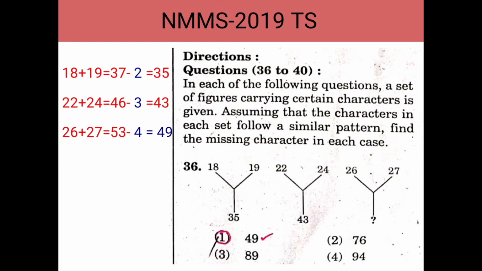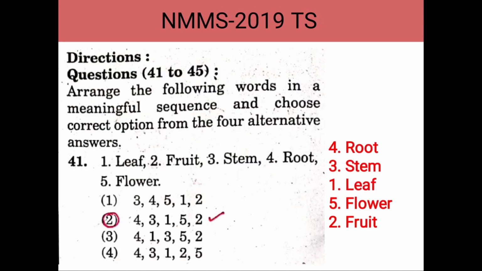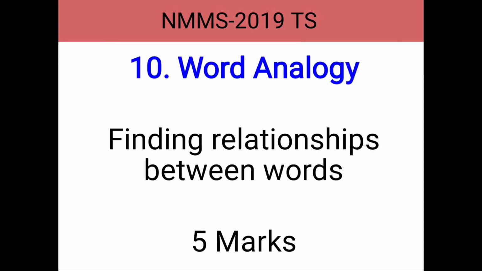Ninth one is word sequence. Arranging in a meaningful sequence carries you 5 marks. In this example, 5 words are given: leaf, fruit, stem, root, flower. We have to arrange them in a meaningful manner like root, stem, leaf, flower, and fruit. 10th one is word analogy. Finding relationships between words carries you 5 marks.